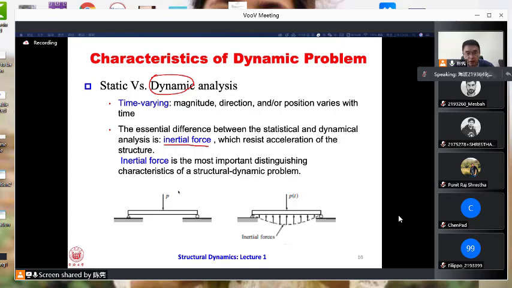Why? Because the period of the load is very, very long compared to the period of the beam. In another way, the frequency of the load is very, very low compared to the natural frequency of the structure, right? So they are not the same. That's the reason we can treat it as a static loading.